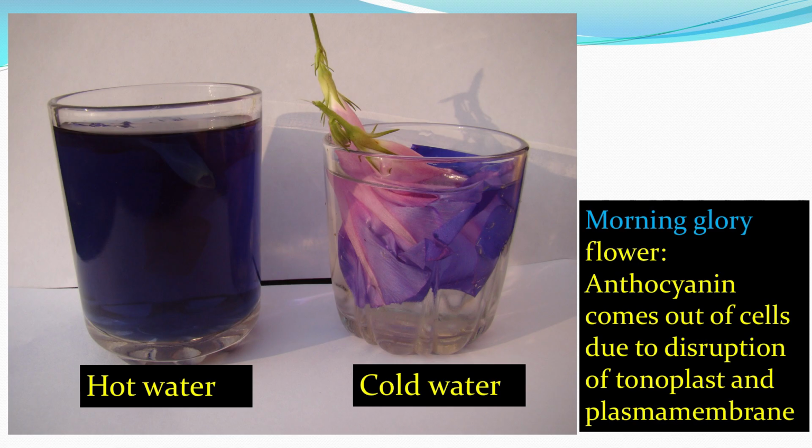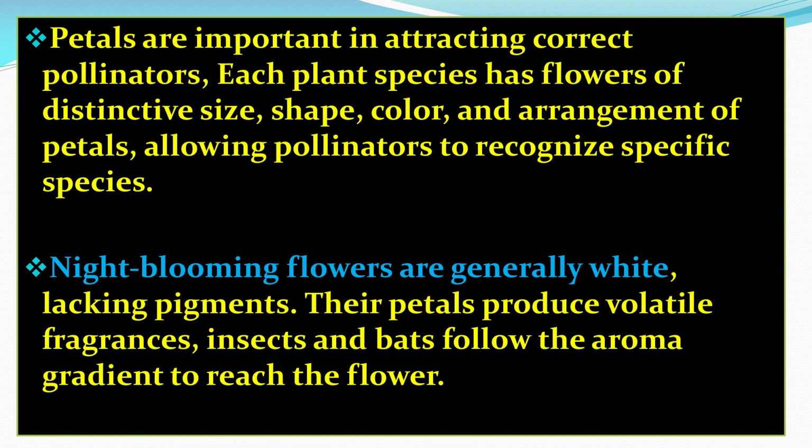But if you put marigold, Gendophylla, in the same way, the pigment will not come out in hot water. So, it signifies that if it is not coming out in hot water, it is not anthocyanin, rather it is carotenoids. Now, petals are important in attracting pollinators. Petals have different sizes, shapes, colors and arrangements.